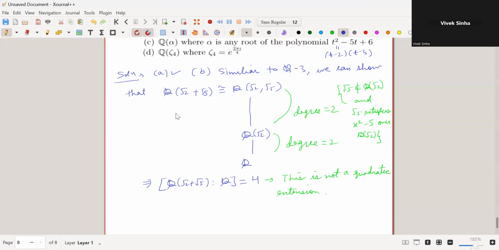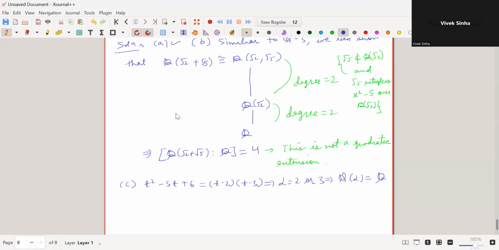So in this part, what we have, t square minus 5t plus 6 is equal to (t minus 2)(t minus 3). This implies alpha is equal to 2 or 3, which implies Q(alpha) is nothing but Q. So again, it's not a quadratic extension, it's just Q. So the degree is 1. Okay. So here also we get that Q(alpha) over Q is not a quadratic extension. In fact, it's just the same.